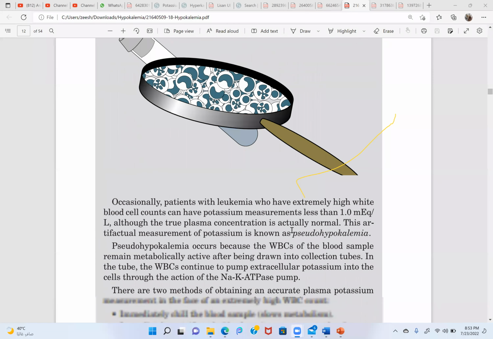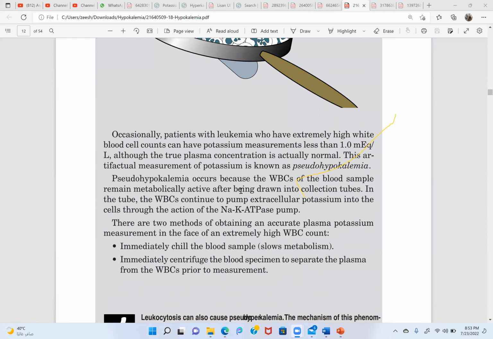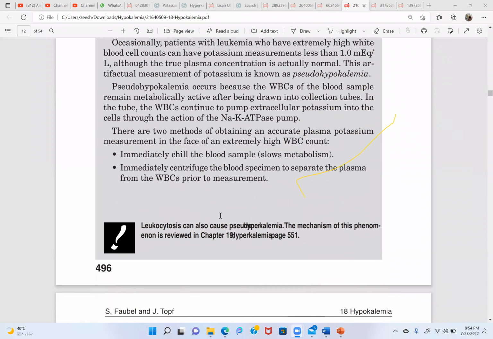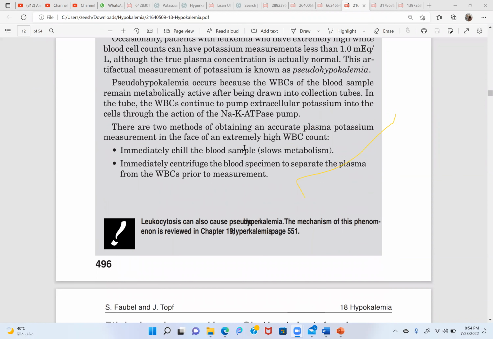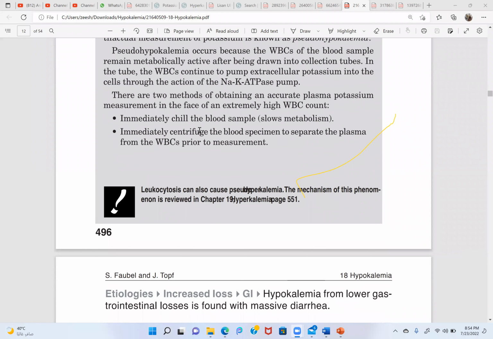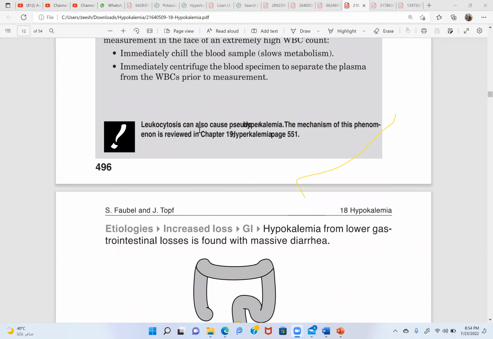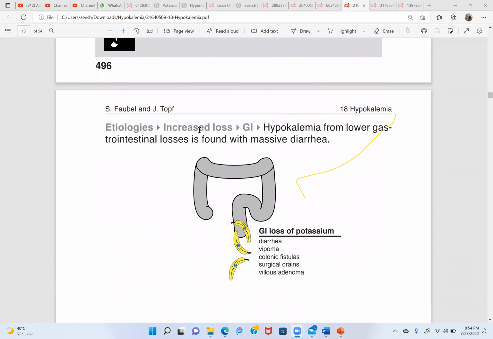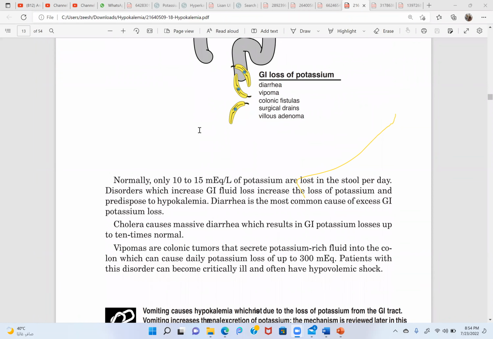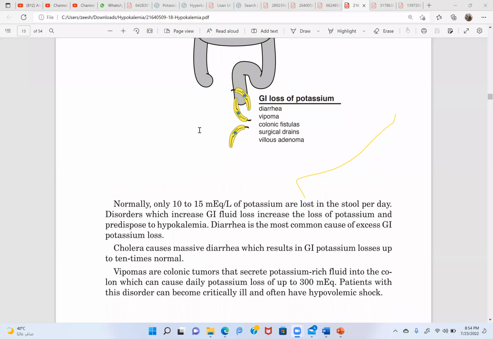Pseudohypokalemia, as I told you, the WBCs are metabolically active, so they will put potassium inside the cell. To prevent it, you can keep the blood sample chilled and immediately centrifuge it. If you keep it for more time, there are chances that both hypokalemia and hyperkalemia can occur according to the scenario, as I told you. If there is more hemolysis, there will be hyperkalemia. If there is more movement by the sodium potassium ATPase, then it will be hypokalemia.